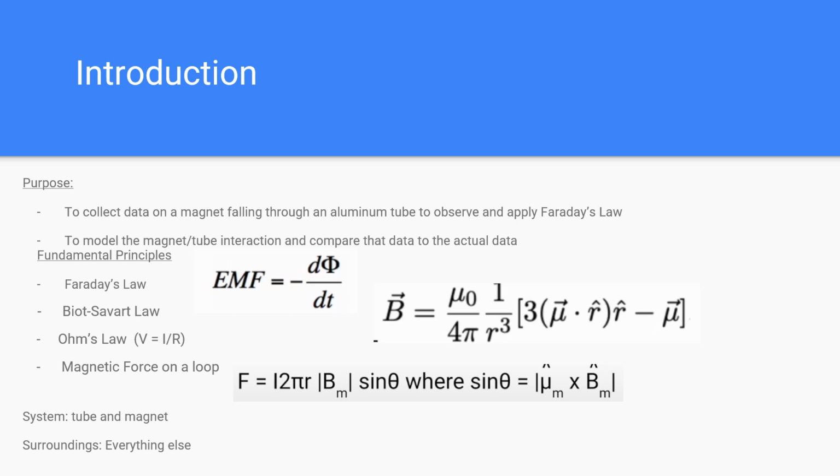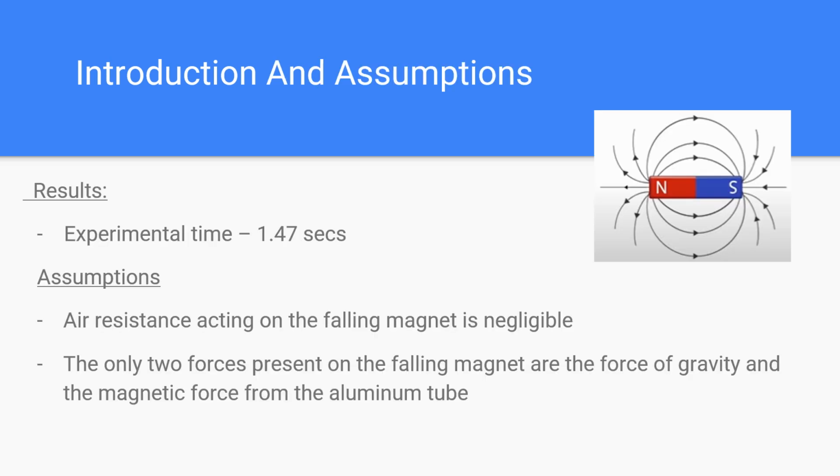For an introduction, the purpose of the lab was to collect data on a magnet falling through an aluminum tube, to observe and apply Faraday's law, and to model the magnet/tube interactions and compare that with actual data. Some fundamental principles we need are Faraday's law, which says that the EMF equals the negative change of flux, the Biot-Savart law, which we used in Lab 3, Ohm's law, and the magnetic force on a loop. Your system is the tube and the magnet, and your surroundings are everything else.